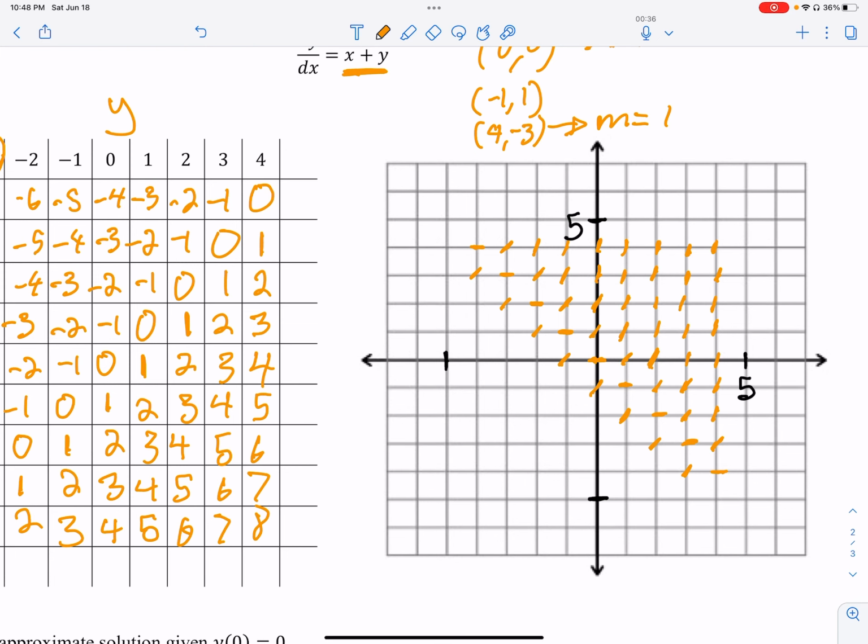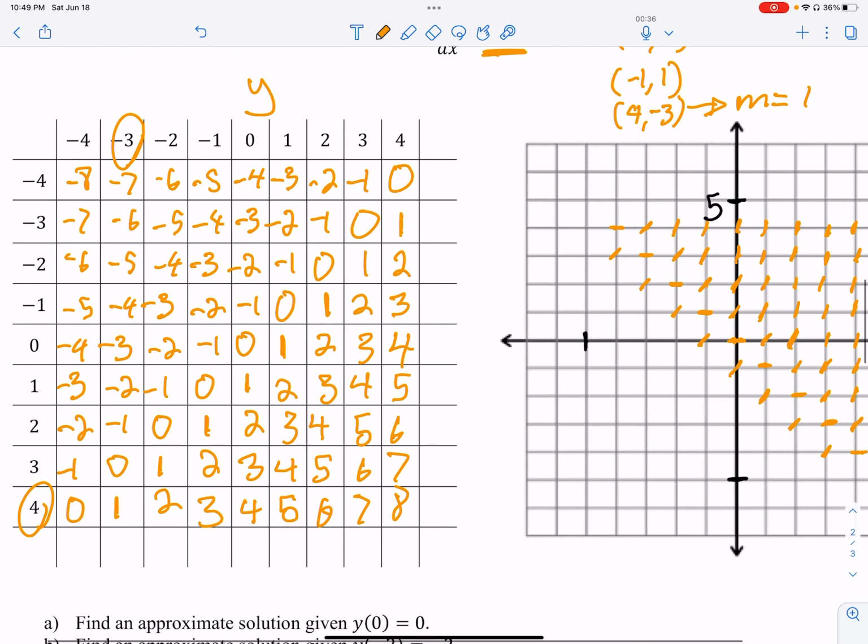All right, and then at negative 4, 3. So negative 4, 3. It's a negative 1. Oops, I think I counted wrong. Okay, so it's going to get even more negative. So all these diagonals are going to start getting steeper. So every diagonal getting a bit steeper.